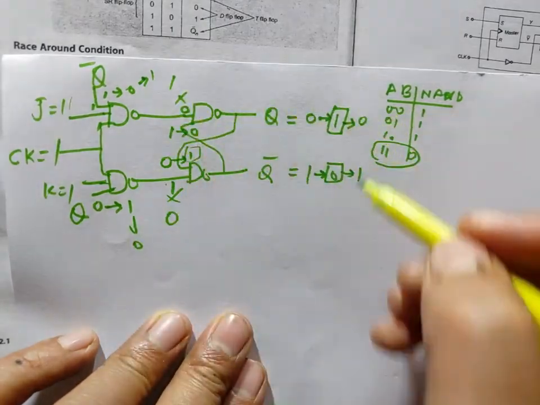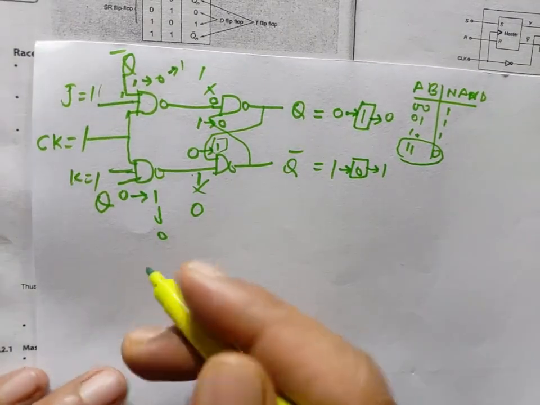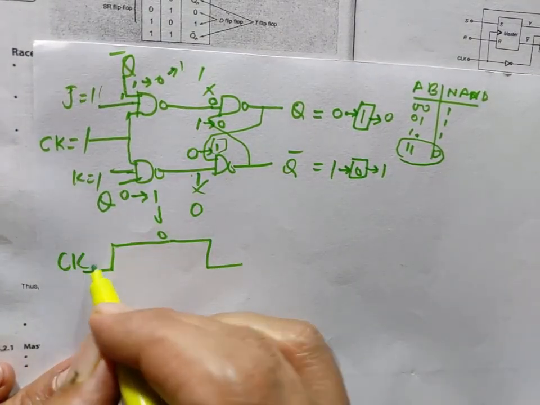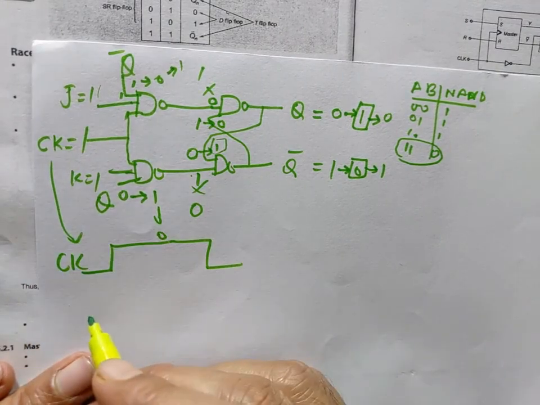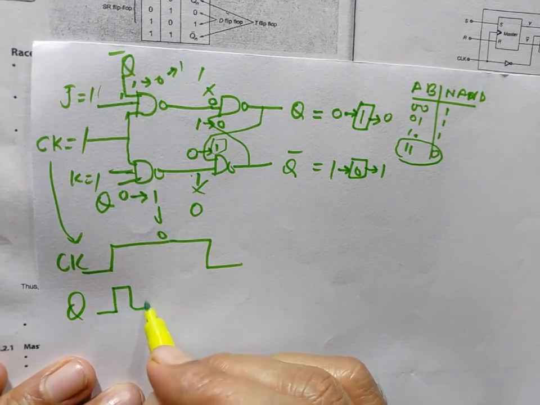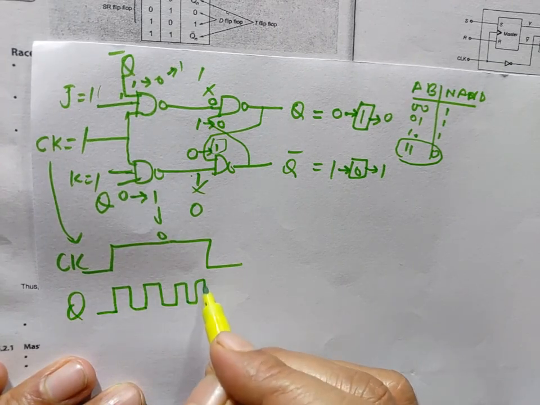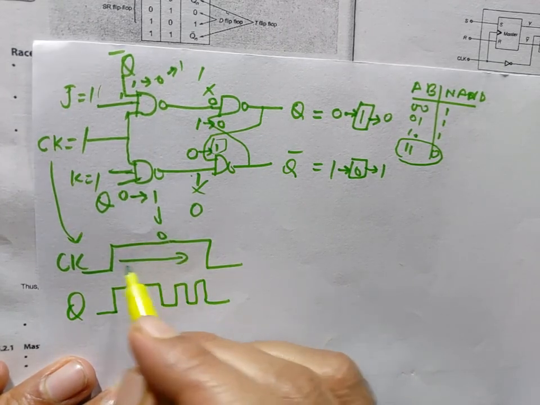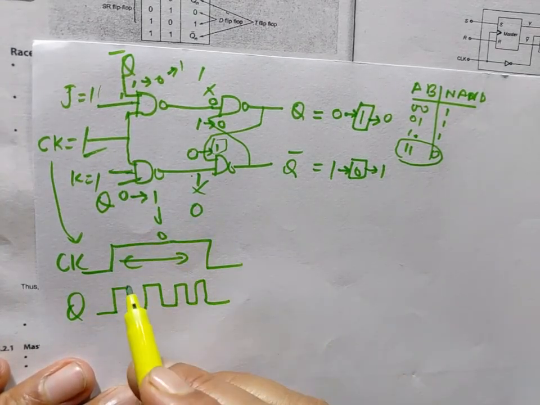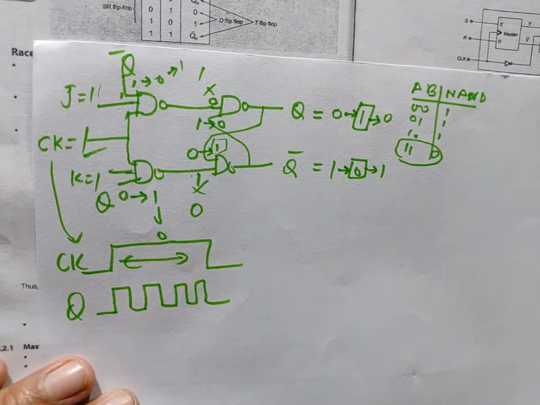So this circuit will be continuously toggling for the duration of this clock pulse. The output Q will continuously toggle until the level is high. This is called the racing around condition or race around condition.